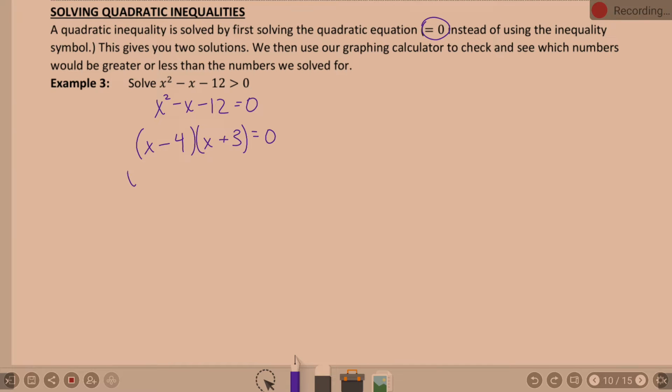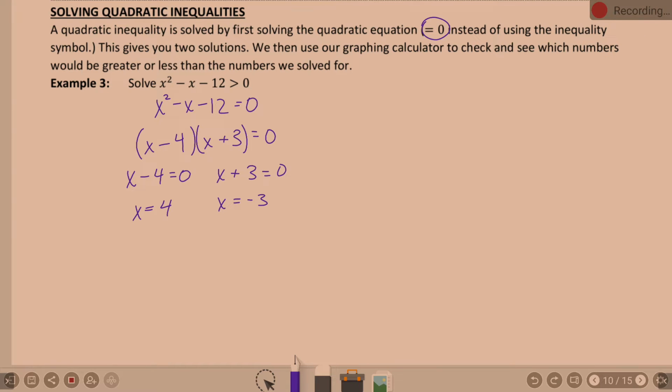What do I do to actually solve now? So x minus 4 equals 0, or x plus 3 equals 0. So what solutions do we have? X equals 4 and x equals -3. Now, those are part of our answers, but they're not going to be the full answers, because this was an inequality. I want to know when x squared minus x minus 12 is greater than 0.